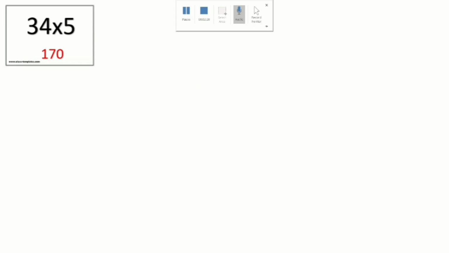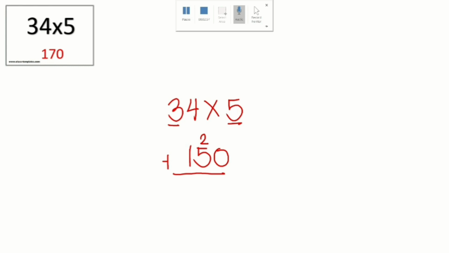Okay, let's have our next example. We have 34 multiplied by 5. So 3 times 5, the answer is 15. Then, if you notice, we have 4 times 5, that is 20. So, we will carry 2 and then we will place 0 here. Then, we add. Our answer now is 170.